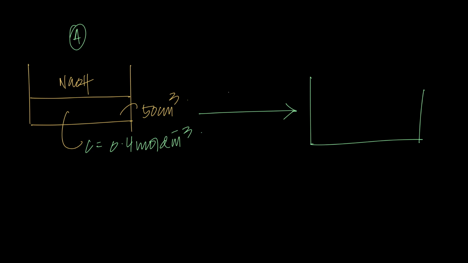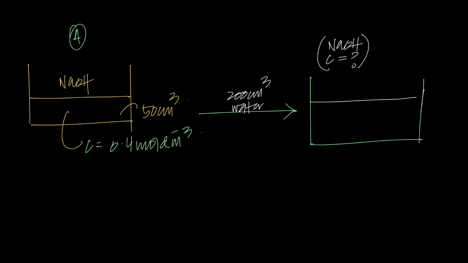So what am I going to do? Let's suppose I add 200 centimeter cube of water to it, and I'm going to end up with a resultant solution. Now the question is, what's the concentration now? What's the concentration of sodium hydroxide now? What's the diluted concentration? There are multiple ways to ask this question. What's the diluted concentration of sodium hydroxide?